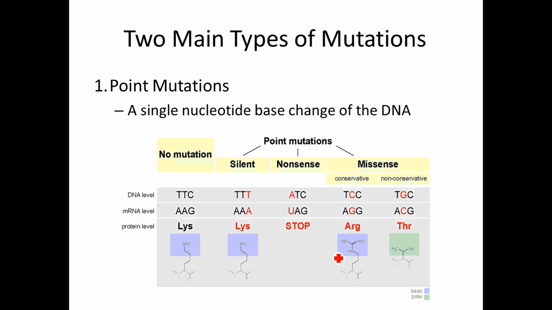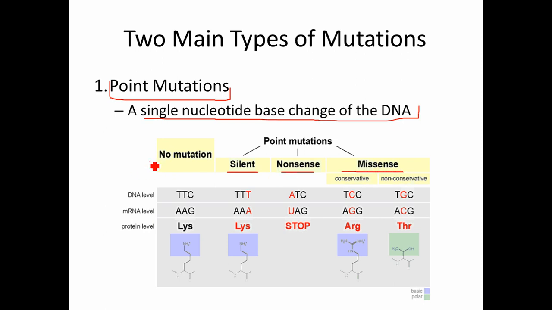Now, there are two main types of mutations. There are what are called point mutations. This is where a single nucleotide base change of the DNA results. Point mutations can take different forms. You can have a silent mutation, a nonsense mutation, or a missense mutation.